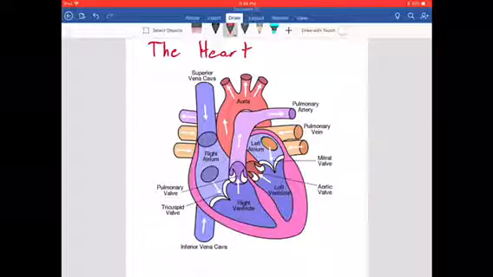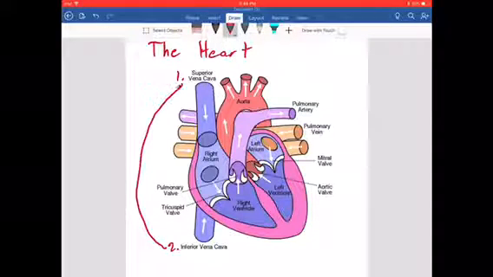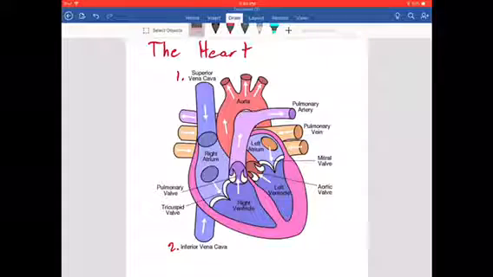superior vena cava and the inferior vena cava, which are located here. The inferior vena cava pumps blood from the bottom part of your body up into the superior vena cava, which pumps blood from the rest of your body down into your heart. Now, the superior vena cava is connected to the right atrium, which is located here.